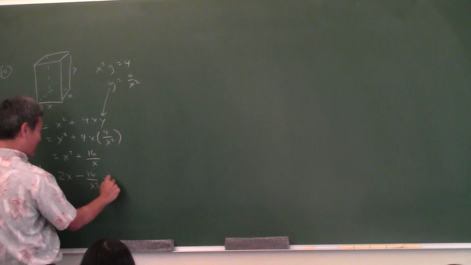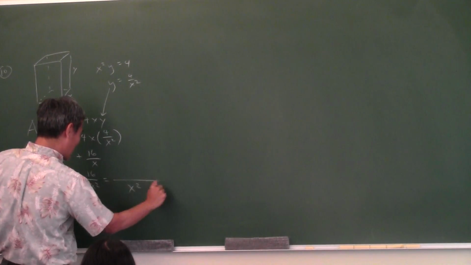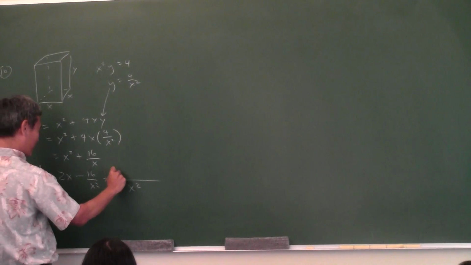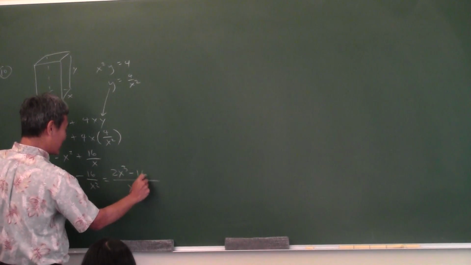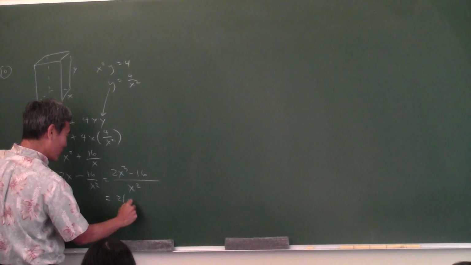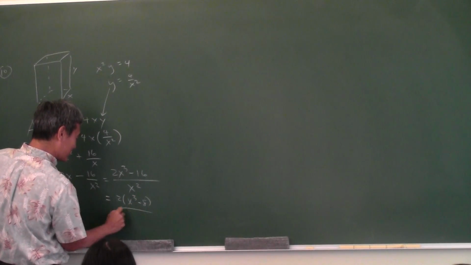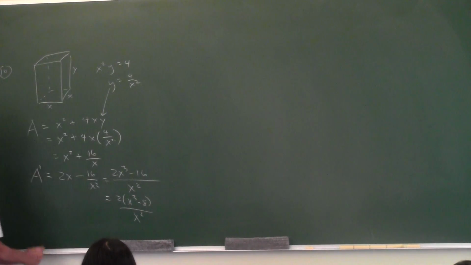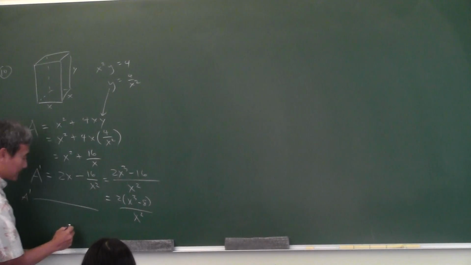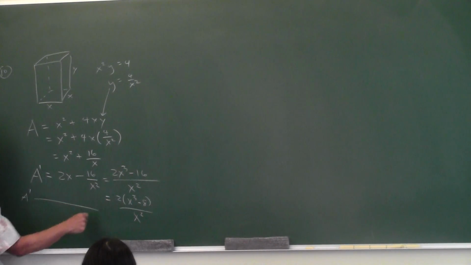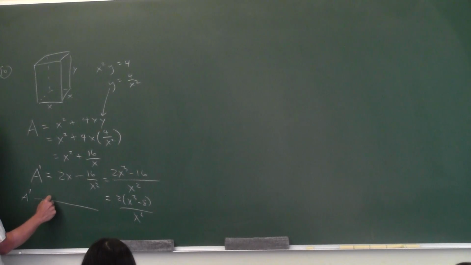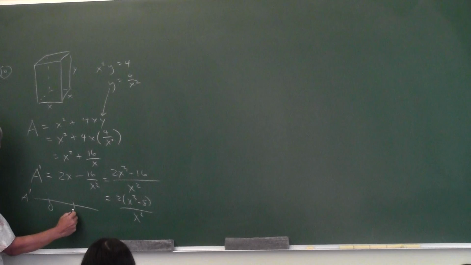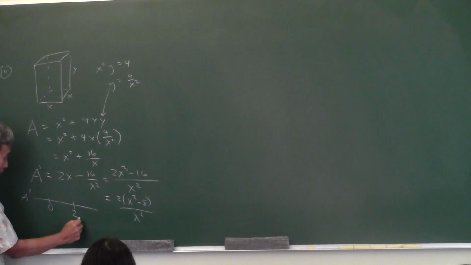Okay, now in order to make a number line for this, we need to make a least common denominator. So you're going to have 2x cubed minus 16. Factor out the 2. And look how beautiful that is. So when I make my number line, what do I put on the number line? What makes the top or the bottom 0? Okay, I'll do the bottom 0. What makes the top 0? 2, the cube root of 8.